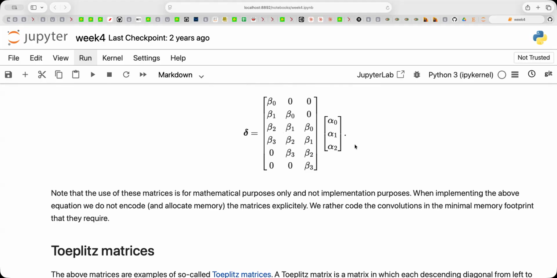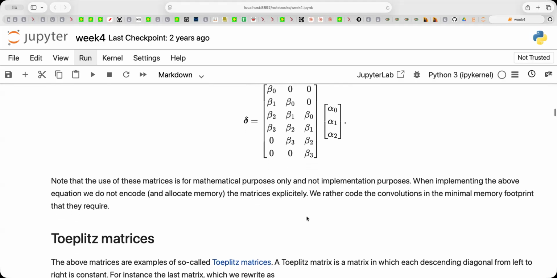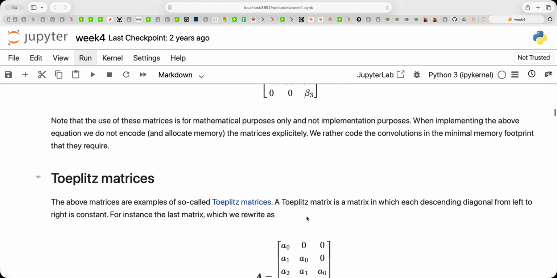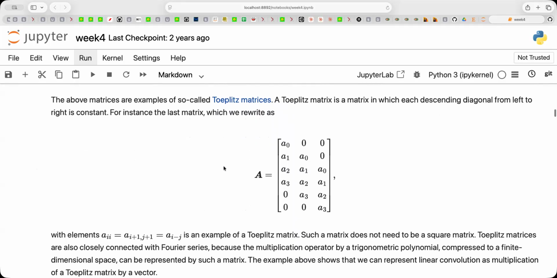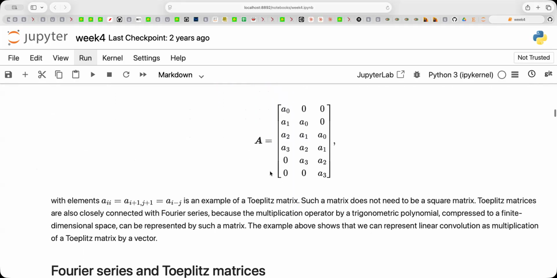When you implement the above operations, you normally do not explicitly allocate memory for the matrices. You rather code the convolutions with the minimal memory footprint that they may require. These matrices are often called Toeplitz matrices, a matrix in which each descending diagonal from left to right is constant. This matrix here is a typical example of a so-called Toeplitz matrix.